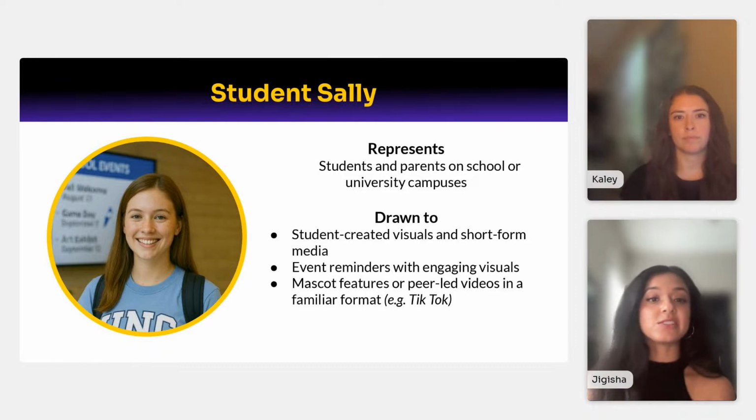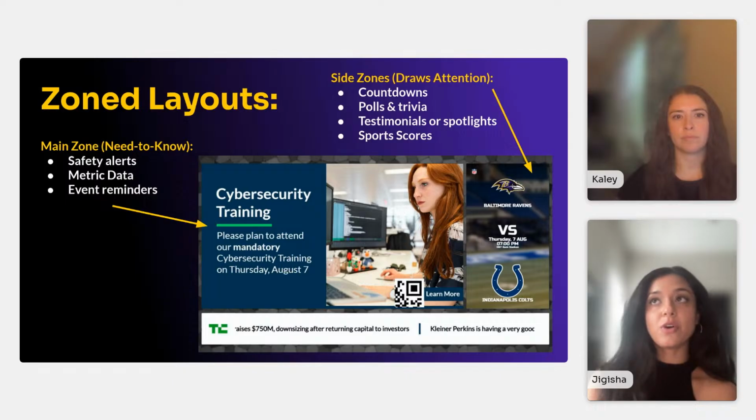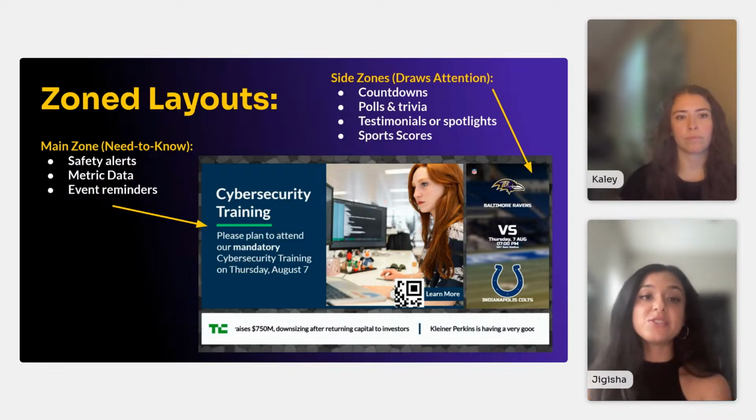So that really takes us through the examples of needs versus wants, but we want to make these examples relevant to our platform itself. So how can you accomplish this in ScreenCloud? Well, a great way is by using zone layouts. So you'll see here multiple zones, right? And so your main zone can really be that need to know information.